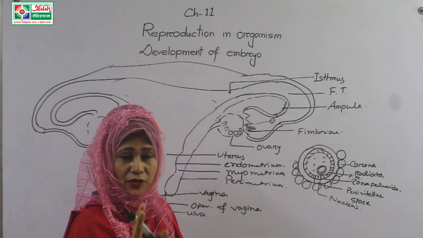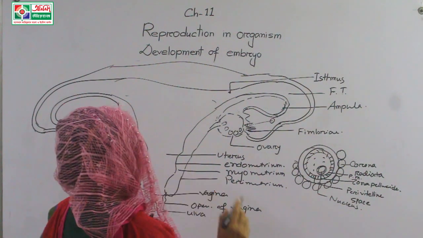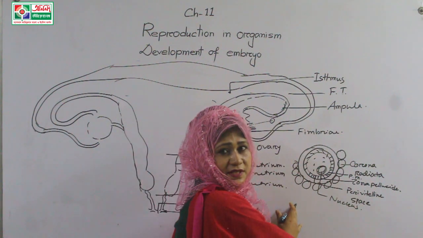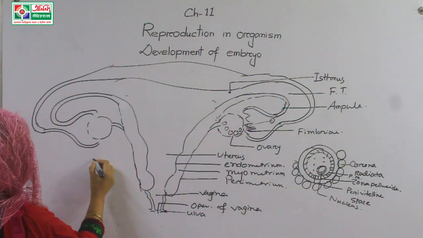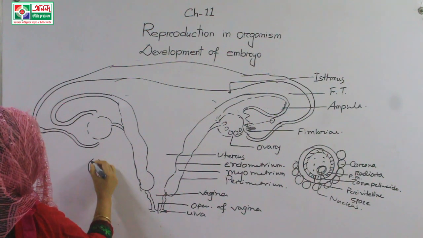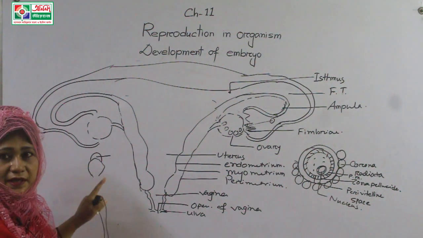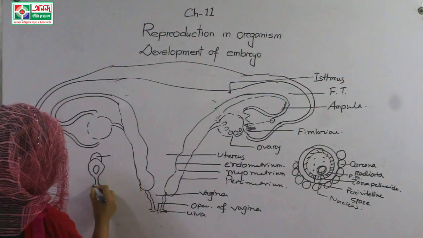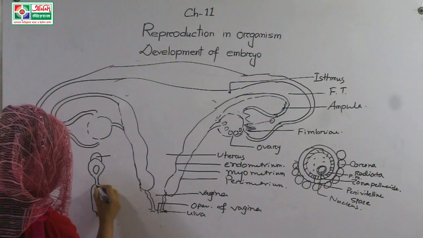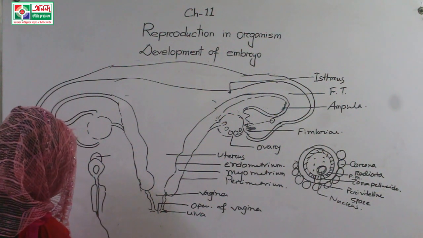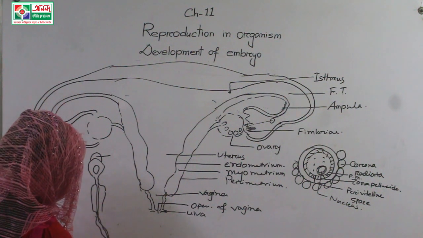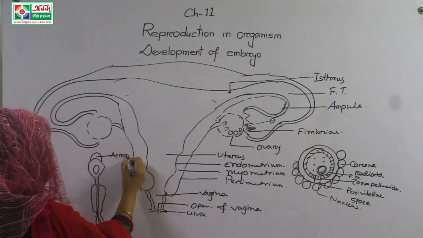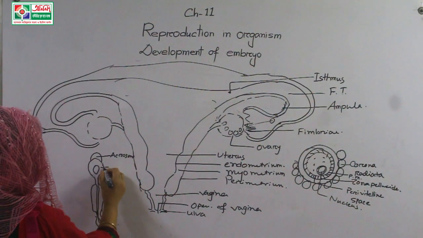After that, I will draw the spermatozoa or sperm. Can you see, students? I am drawing here. This is the head of the sperm and this is the acrosome part. After that, the middle piece. This is the tail.